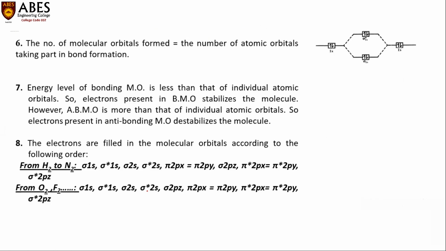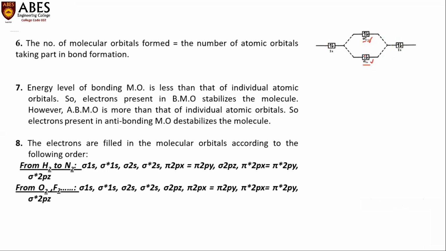Next point, the number of molecular orbitals formed is equal to the number of atomic orbitals taking part in the bond formation. Suppose we have two atoms, the 1s of the A atom and the 1s of the B atom. When these two atomic orbitals combine, they will form two new molecular orbitals, in which one will be the bonding molecular orbital and the other will be the anti-bonding molecular orbital.